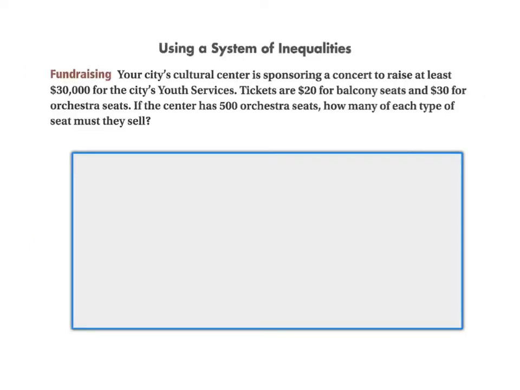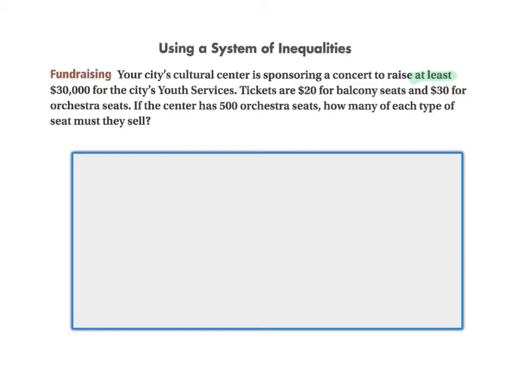So math loves to throw word problems at you. So we're going to go ahead and use a system of inequalities to solve this word problem. We have a cultural center that's sponsoring a concert. They want to raise at least $30,000. So my first thing I see is this word at least, right? So that's going to be a greater than or equal to. It says the tickets are sold for $20 for balcony, $30 for orchestra, and the center has 500 orchestra seats. How many of each type must they sell?